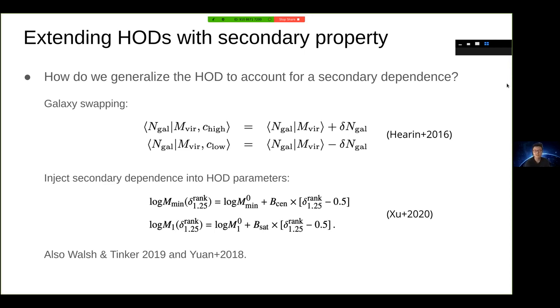So again, these are the proposed HODs from Xiaoju's paper, where they basically set the HOD parameters M_min and M_1 as functions of the delta parameters. Wash and Tinker 2019 did a very similar thing, where I think they set M_min as a function of the environment. And in my paper back in 2018, we tried to directly modify the halo mass itself as a function of the secondary parameter, which achieves a very similar effect as modifying the mass parameters in the HOD. Next slide, please.